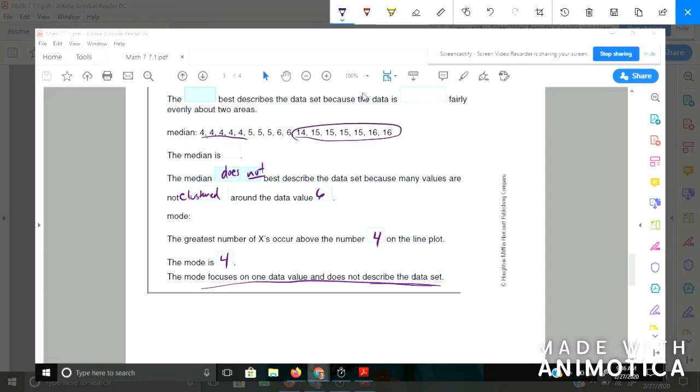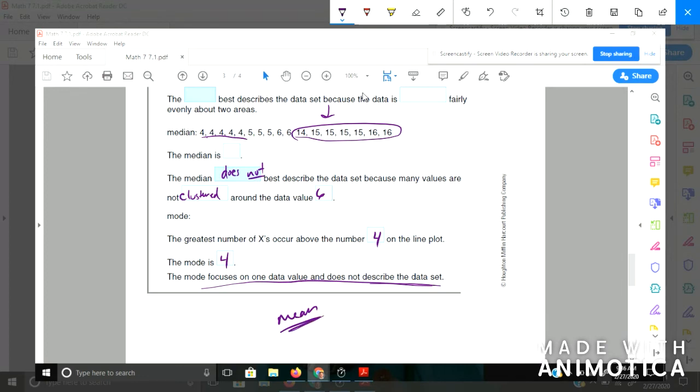If I said 4 represents this data the most, I would highly disagree with that statement, just because of so many of the members up here. So the closest or the best measure of central tendency to describe this data would definitely be the mean, like we said up above.